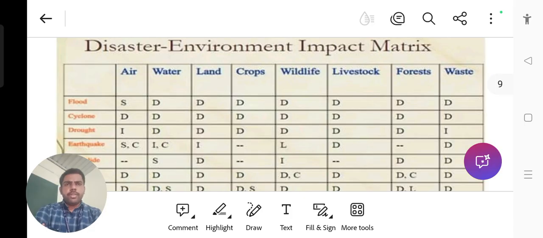Coming to cyclone, air is very dependable, because it depends upon wind pressures. Wind is air rotation only, so that is also direct. And a cyclone occurs in a water area, so the water is directly affected. Land is also damaged, crops are damaged, wildlife is damaged, and livestock, forest and waste are all direct impacts only.